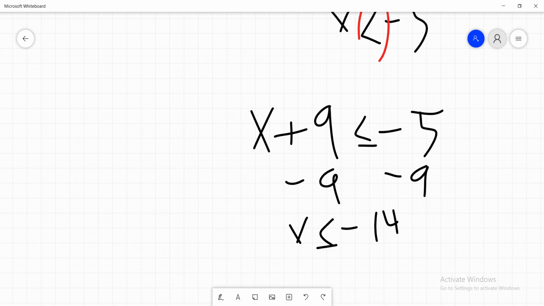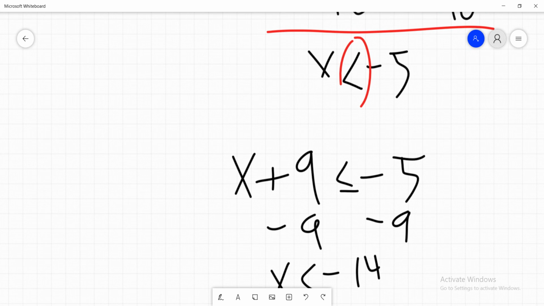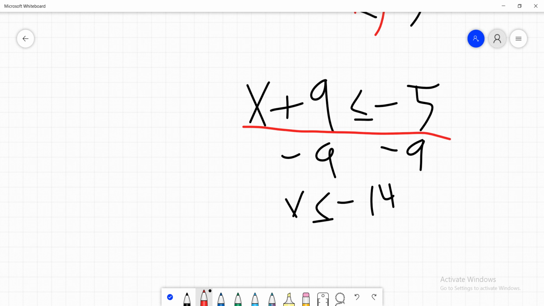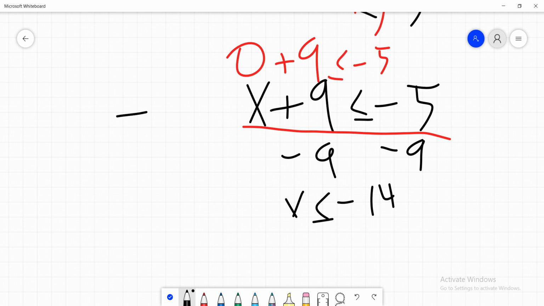And why you keep it like this is, think of it logically. If you plugged any value greater than negative 14, would this inequality over here be true? Well, let's try that out. Let's take x is equal to 0. 0 plus 9 is less than or equal to negative 5. Is 9 less than or equal to negative 5? No, that's not true. So your solution would be any value that's less than negative 14. It just has to be less than or equal to negative 14.